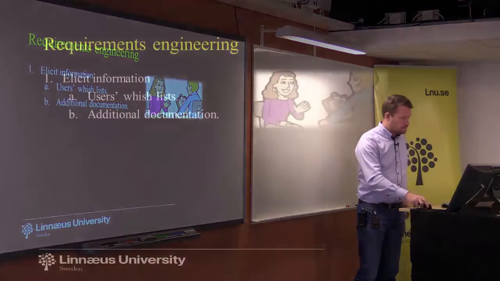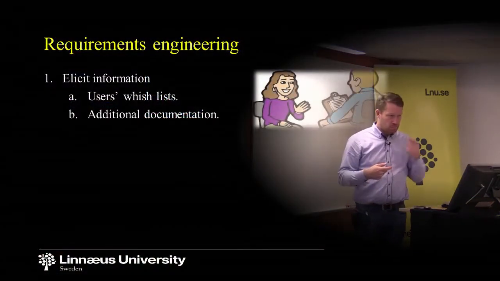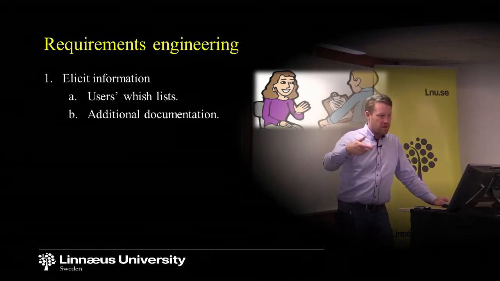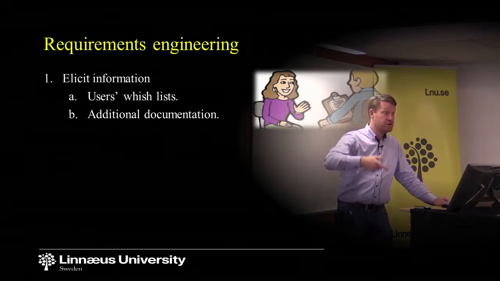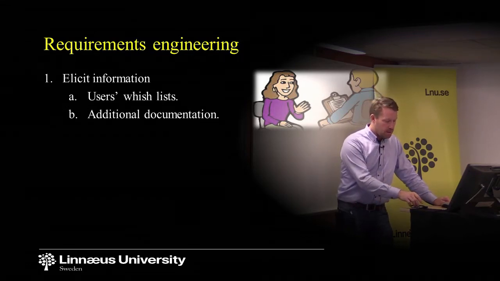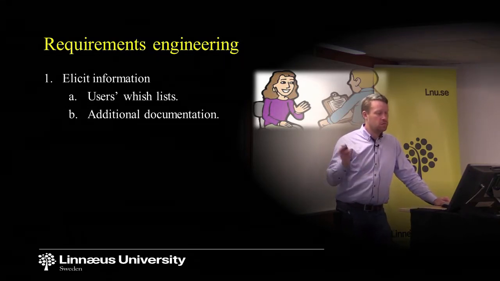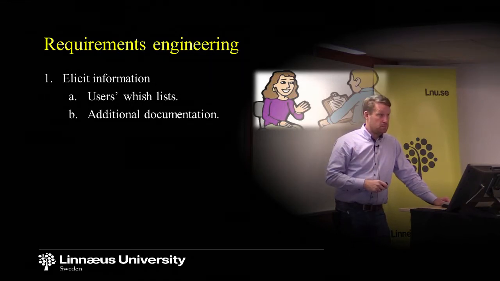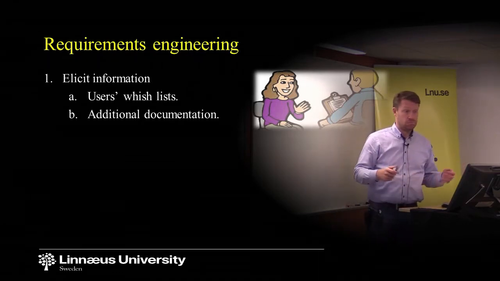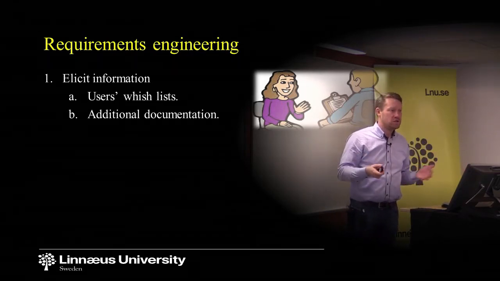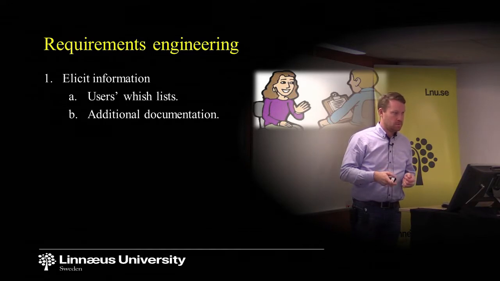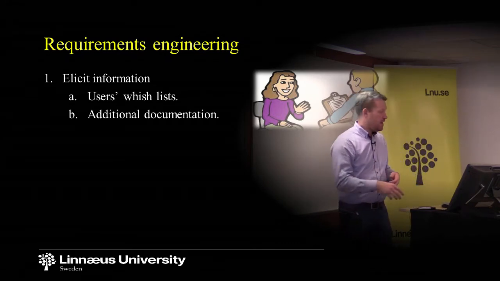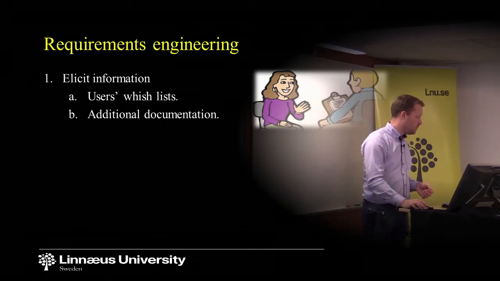So, a simple requirements engineering process starts with, and this is for each and every iteration in the schematic process you saw a couple of slides back, you start with eliciting information. You start with a wish list. And look at additional documentation. You can look at existing systems, so on and so forth.